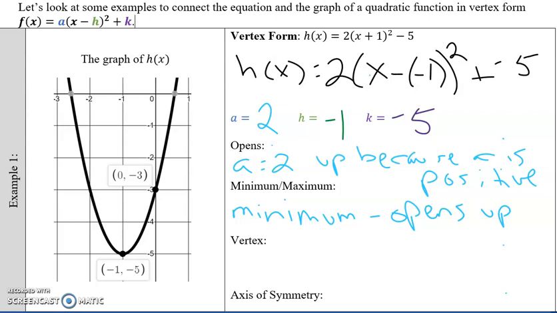So now we need to determine the vertex. So you learned before that the vertex is h, k. So I know in this case, my vertex starts with my h value, which is negative 1, and then my k value, which is negative 5. And if I compare that to the graph at the left, you see that the vertex is indeed negative 1, negative 5. So negative 1, negative 5, which is the same as h, k.